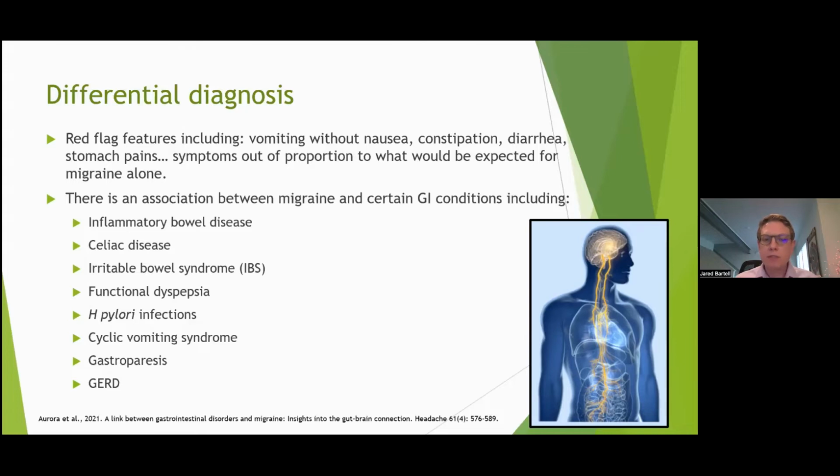There is an association between migraine and certain GI conditions also. So these are all listed here. So in Crohn's disease, ulcerative colitis, celiac disease, IBS, functional dyspepsia, which is where you have this feeling of stomach pain and reflux, but there's no clear cause. H. pylori infections, which cause gastric ulcers, duodenal ulcers, cyclical vomiting syndrome, which is more common in kids, and then gastroparesis, which is common in diabetes and other problems where your GI system slows down, and then GERD, which is gastroesophageal reflux disease.